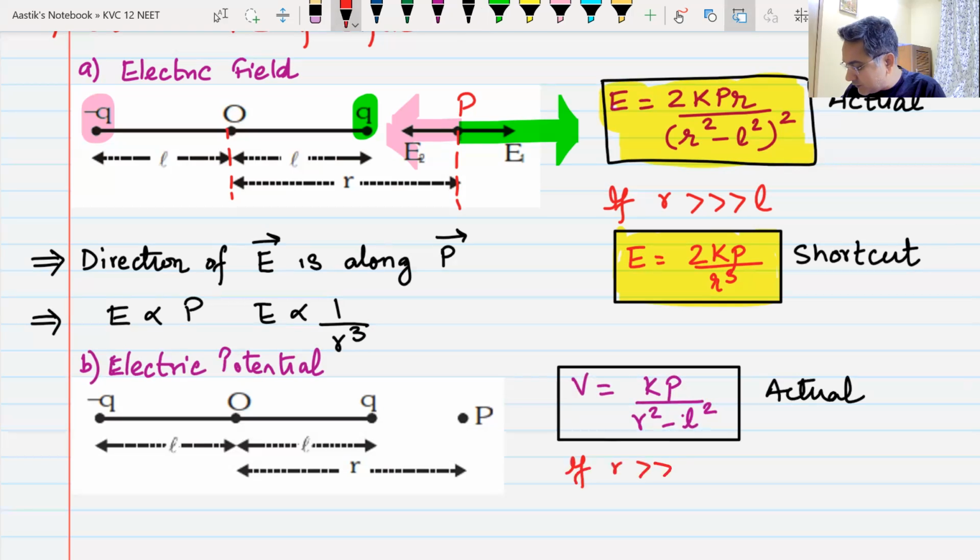If r is very, very large compared to L, looking at the diagram, looking at the formula, can anyone tell me what will be the shortcut formula? It is very easy to see here. What will be the shortcut formula if r is very, very large compared to L? If you understand this, you will have to just remember one. The other one you will already know. Yes, my dear friends. Anyone can tell me what will be the shortcut formula?